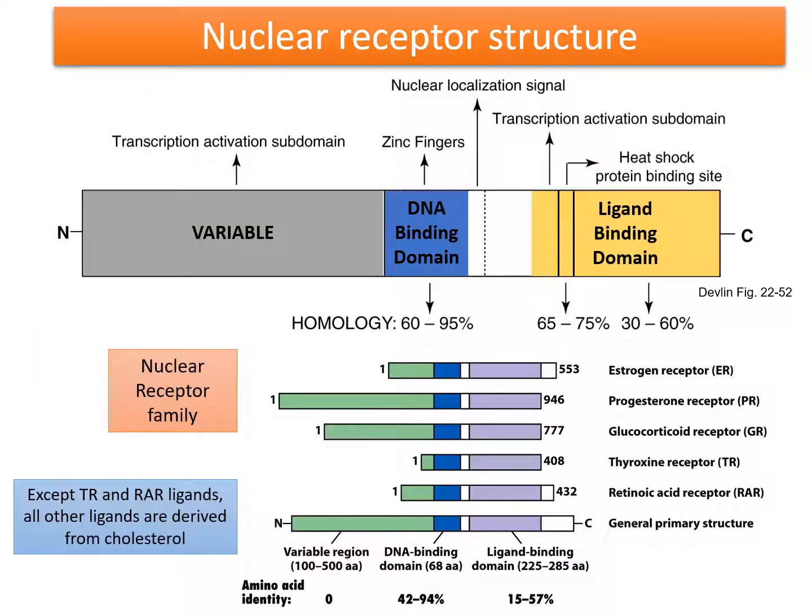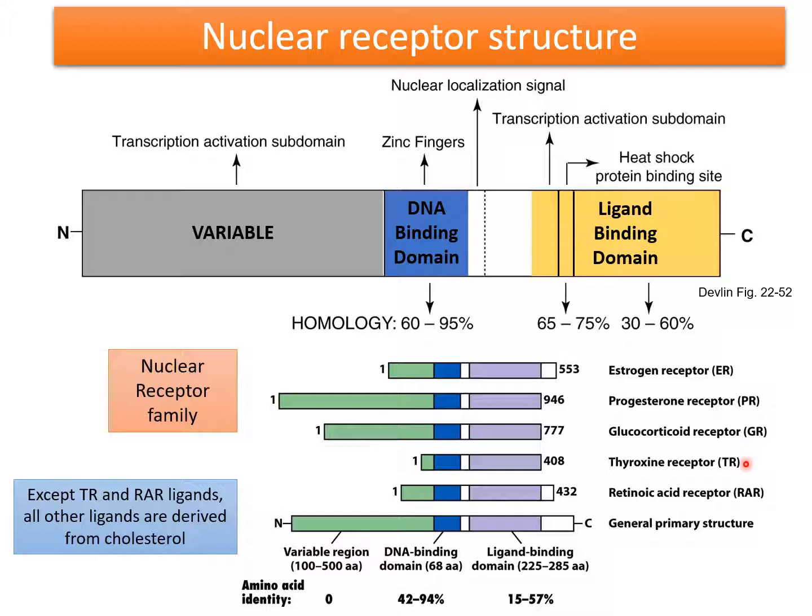So there are a couple of things that he's asked from this slide that have been a little bit tricky. An example of a DNA binding domain will specifically be a zinc finger. Not all DNA binding domains are zinc fingers, but an example of one is a zinc finger. And what else here? So all nuclear receptor ligands are derived from cholesterol, except for thyroid receptor and retinoic acid receptors. And you can see here you have this variable region, DNA binding region, and a ligand binding domain. And he gives some examples here.